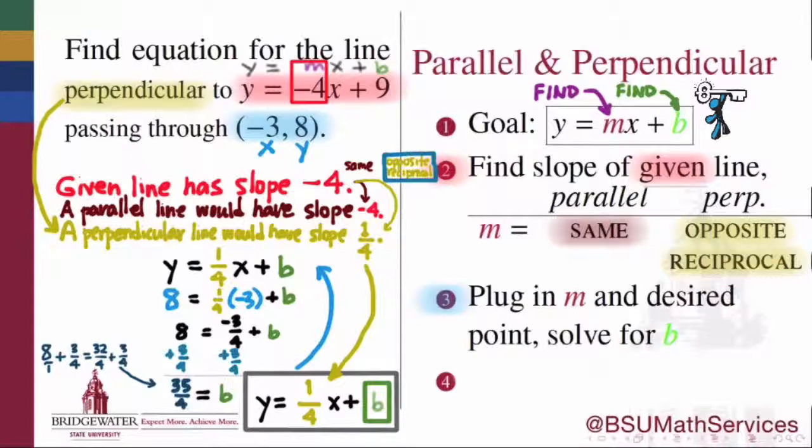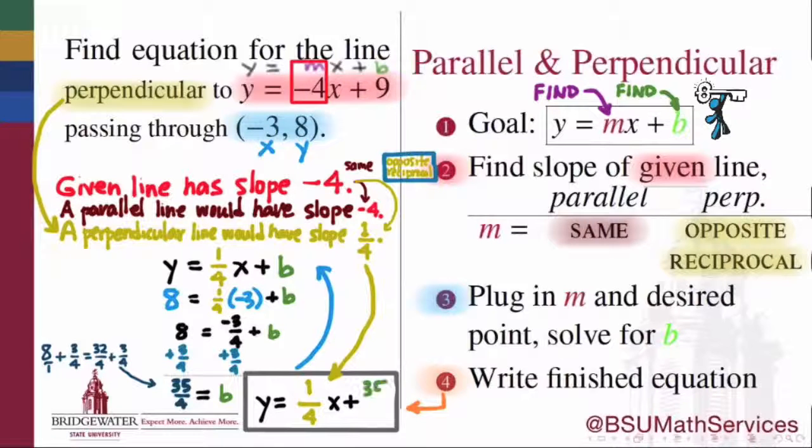So all in all, we've found that the slope of a line which is perpendicular to y equals -4x plus 9 must be 1/4. And if that line passes through the point -3, 8, then its y-intercept, according to this work, must be 35/4. So as always, to finish, we just need to fill in our values for m and b into the slope-intercept equation and obtain our final answer, y equals 1/4 x plus 35/4.